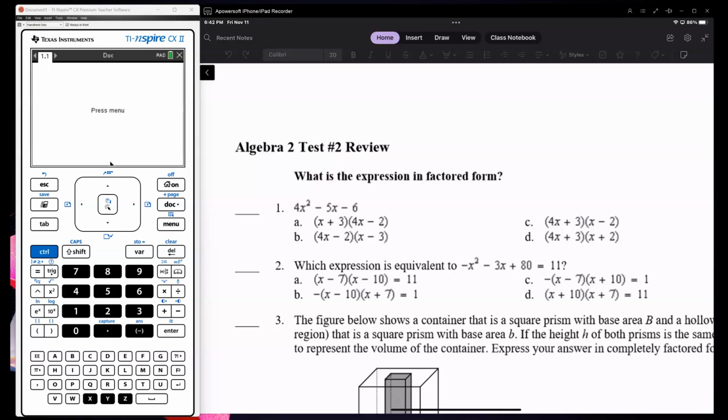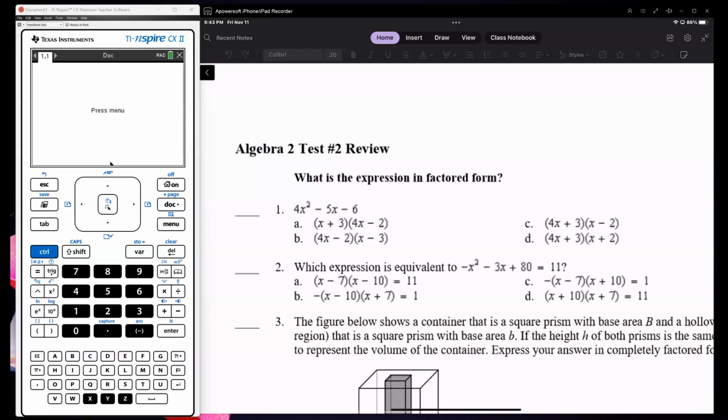Okay, this is the Algebra 2 test review for Chapter 5. What is the expression in factored form for number 1?